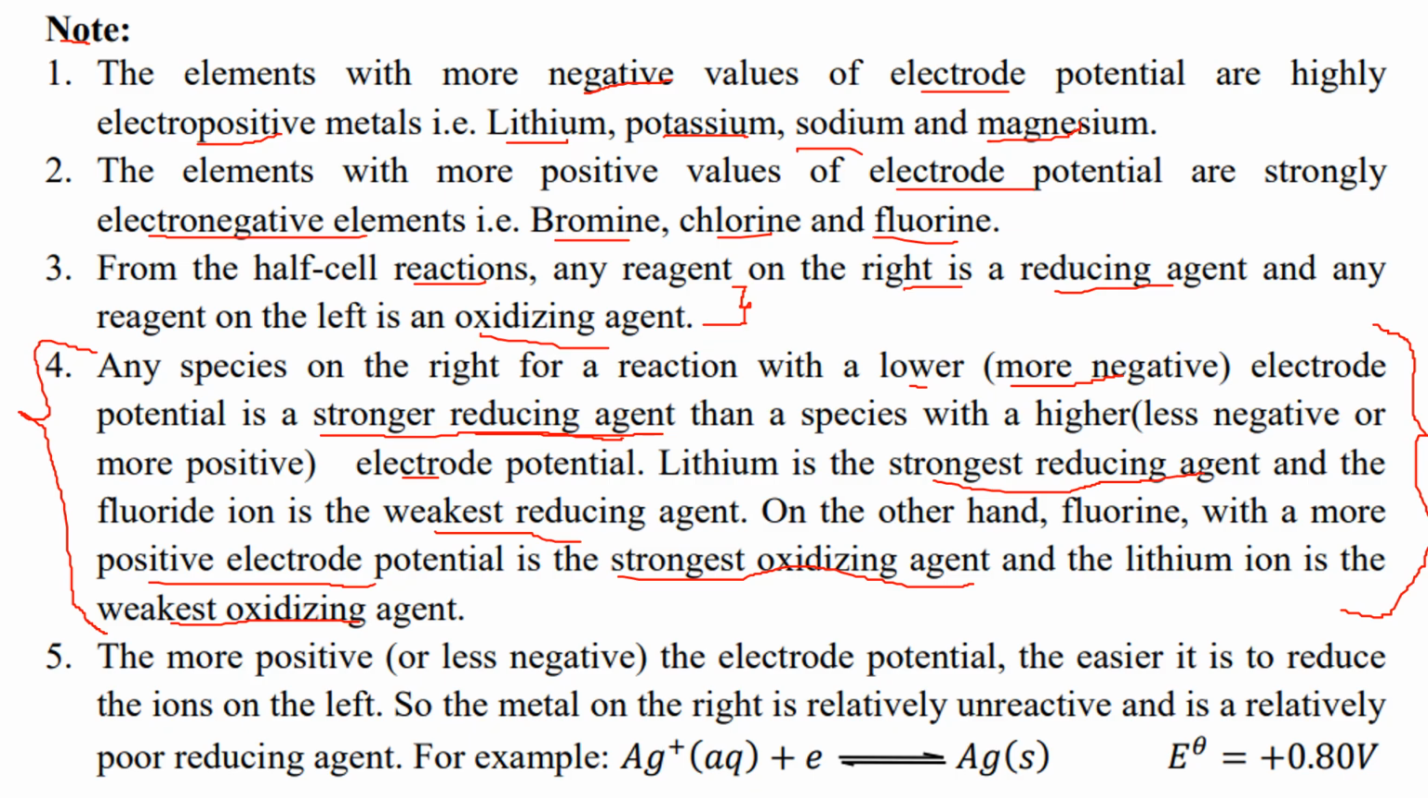Under serious and well explained examples. So looking at note number 5, we are going to say that the more positive or less negative the electrode potential, the easier it is to reduce the ions on the left hand side of your equation. So the metal on the right is going to be relatively unreactive and a relatively poor reducing agent. But we are going to elaborate this in the next video. We may not properly explain it in this video.